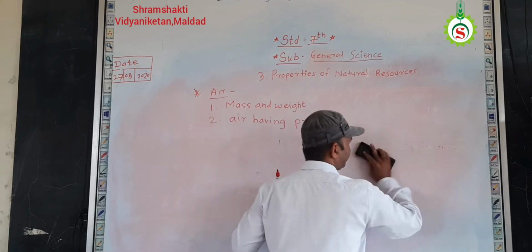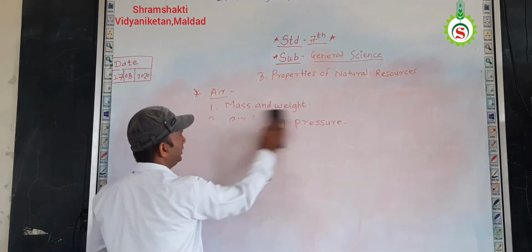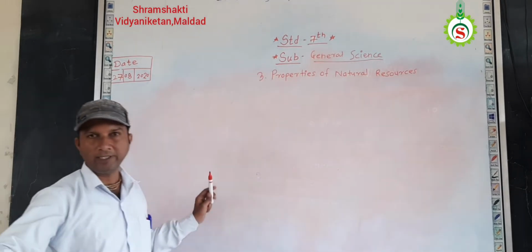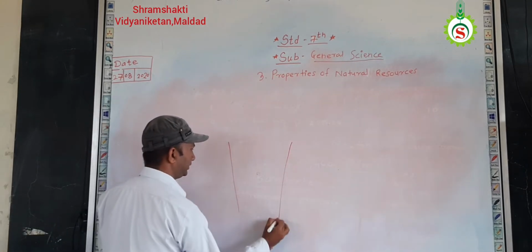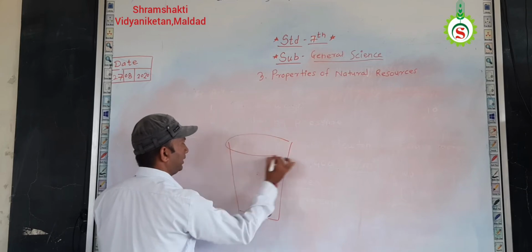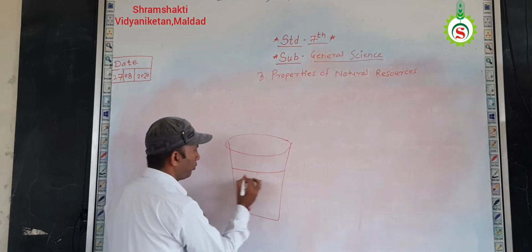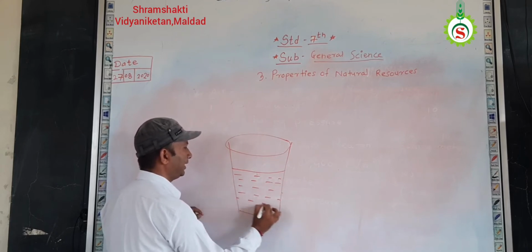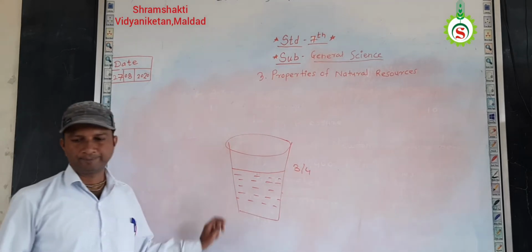In your book on page number 17 there is one diagram. In that diagram you see one glass. For example, this is a glass. In that glass you fill water, meaning the water is present inside the glass. You fill that glass up to the 3/4 level.